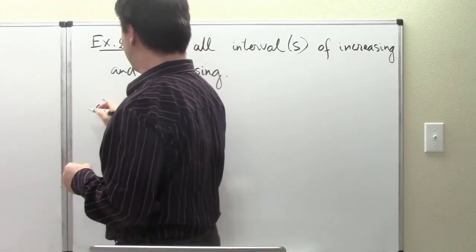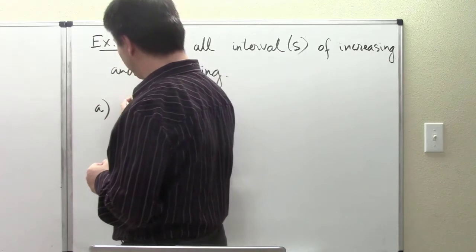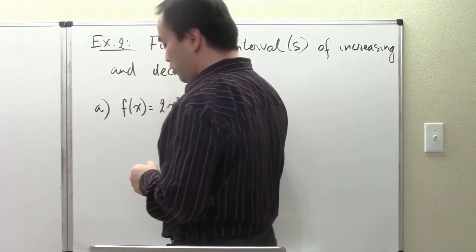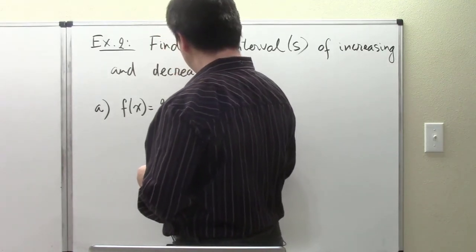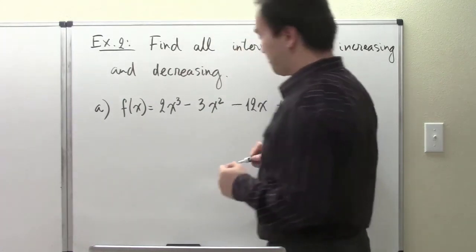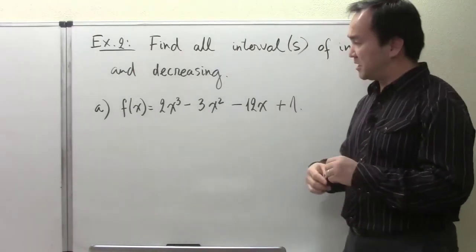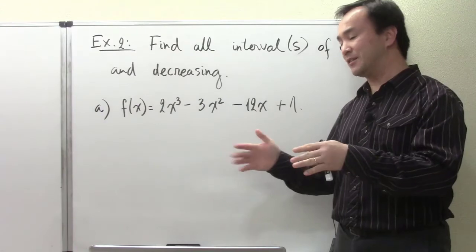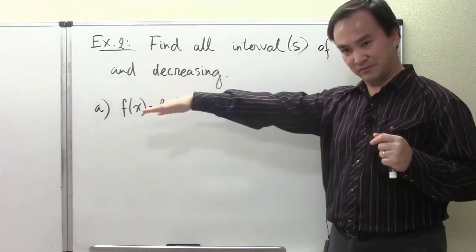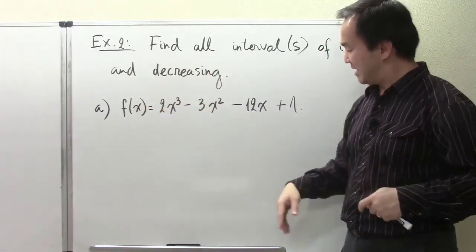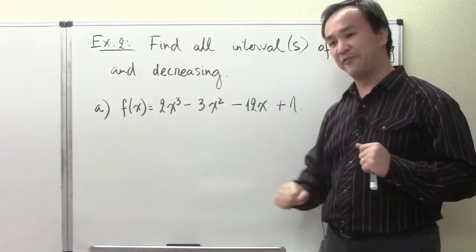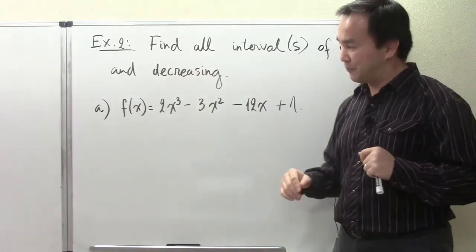In part A, I am looking at the following function: f of x equals 2x cubed minus 3x squared minus 12x plus 1. If you have been watching this video lesson closely, you realize this function came exactly from example 1, part A. My plan here is to reuse something we already found on the same function in example 1.